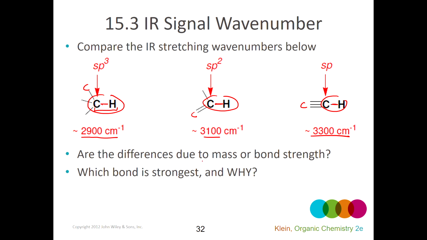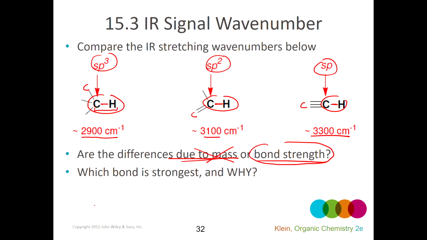So the differences here, are they due to mass or bond strength? Well, obviously they're not due to mass, right? Carbon, hydrogen, same mass as carbon, hydrogen, same mass as carbon, hydrogen. The difference must be the bond strength. So which of these bonds is stronger? Why would one CH bond be stronger than another? Well, it has to do with the type of orbitals that are involved.